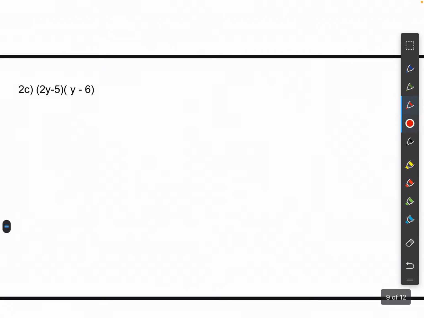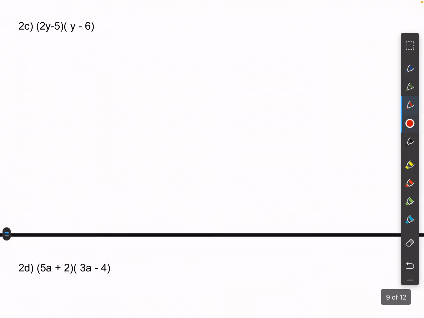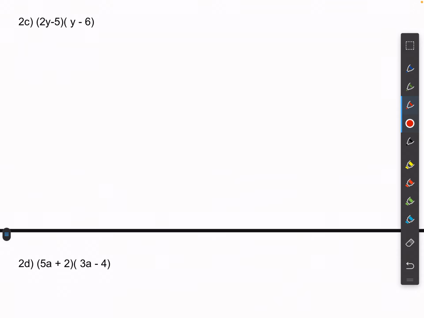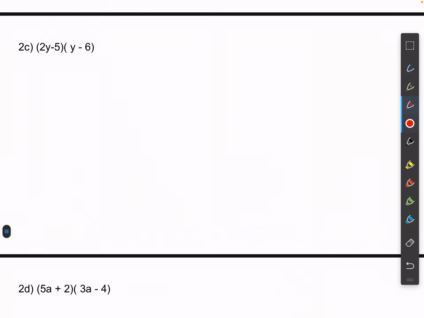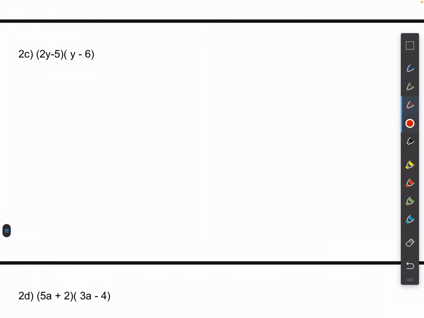Go ahead and do 2c and 2d on your own here. And we'll look at each one of those individually, but give these a shot. So try out 2c. Go ahead and pause the video here, and let's look at it.